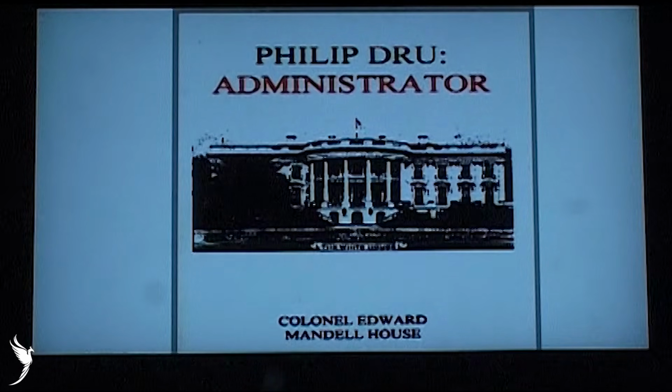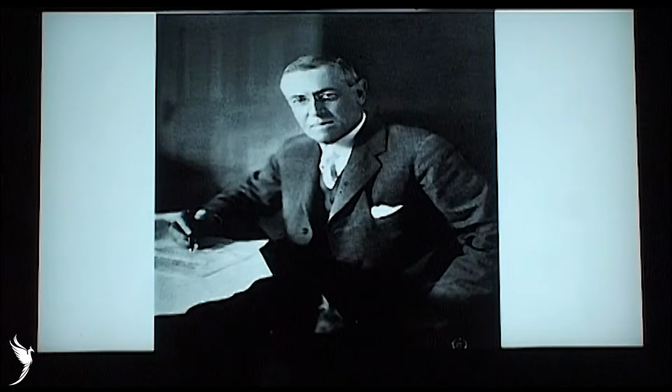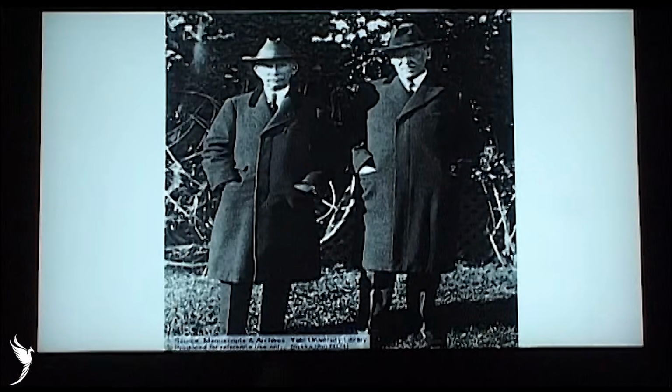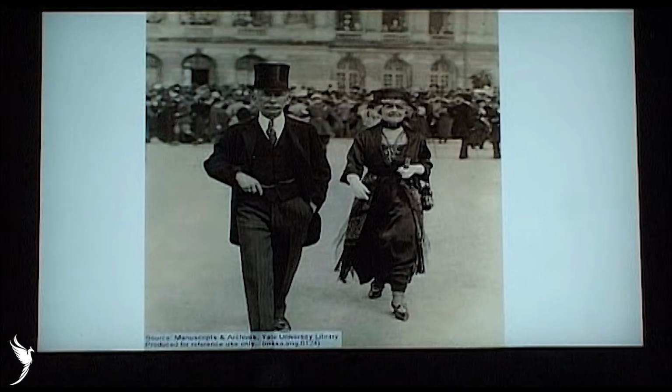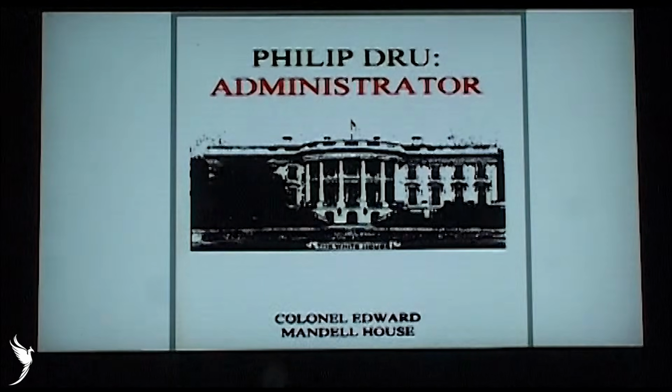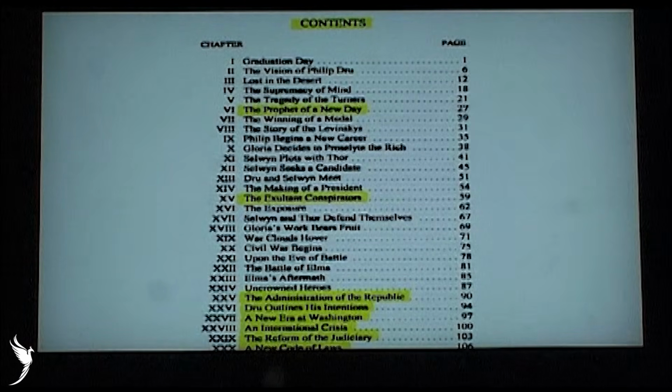Now here is the book Philip Drew that we read moments ago. There was a book put out in the early 1900s called Philip Drew, Administrator. Here is the President of the United States, and next to him is a man named Colonel William Mandel House, a very wealthy banker in Europe, but a very close friend to the President of the United States back then. He wrote a book called Philip Drew, Administrator. And in this book, he talked about the whole takeover of the United States and how the international banking cartels were going to do this. And one of the chapters is the prophet of a new day, the exultant conspirators.